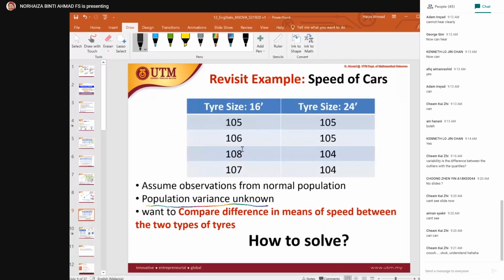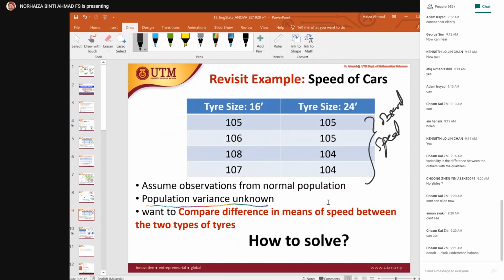All right. So let's say you have two types of tires here, 16 and 24 inch, and you assume that your observation comes from a normal population. And then you want to compare the difference in means of speed between two types of tires. Remember, this is your speed. All this is your observed speed.